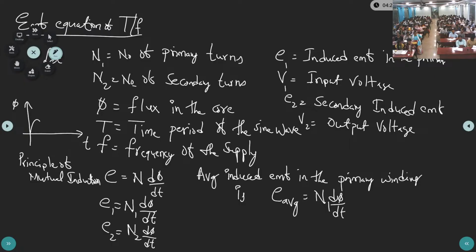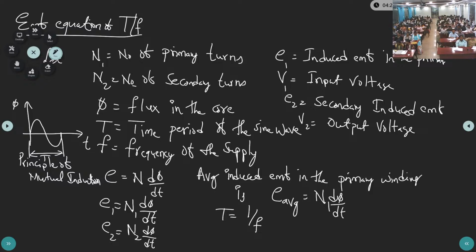Here it is the time period T. What is the meaning of time period? Time taken to complete one cycle is known as the time period. So capital T is nothing but the time period. The inverse of time period is frequency. So T is equal to 1 by F.